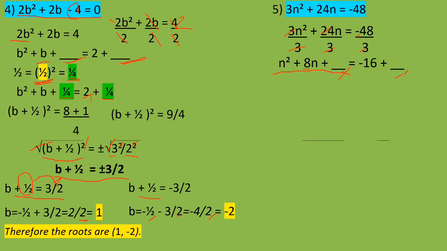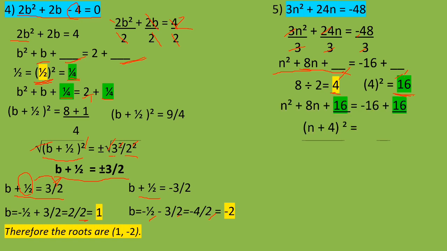Next, ay kukunin na natin ang middle term, which is positive 8. I-divide natin by 2. So, 8 divided by 2 is equal to 4. And square natin si 4. Meron na tayong 4 squared is equal to 16. Itong 16 ngayon, pagkatapos natin mag-square, yan ang idadagdag natin dito. So, meron na tayong n squared plus 8n plus 16 is equal to negative 16 plus 16 again. Kung anong dinagdag natin sa left side, ganun din sa right side para equal.